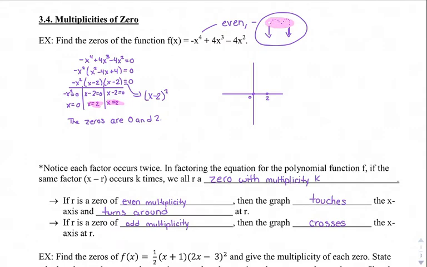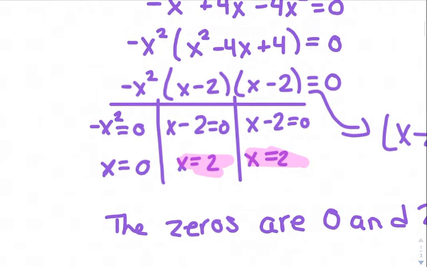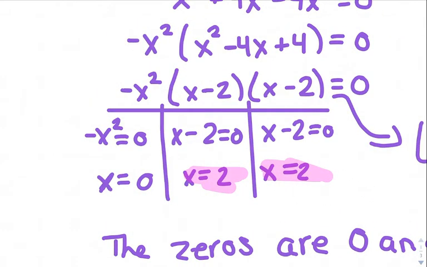So I know it crosses the x-axis at 0 and 2. So finding my zeros, remember, that's finding my x-intercepts. What we say is that if a 0 has an even multiplicity, then the graph touches the x-axis and turns around. So here, I'm going to start with x equals 0. I'm looking at this part right here. Since this is negative x squared, 0 actually has a multiplicity of 2.